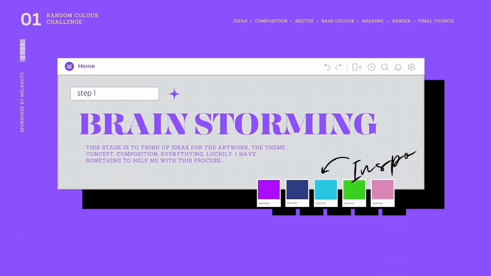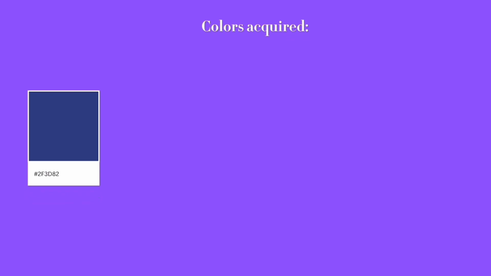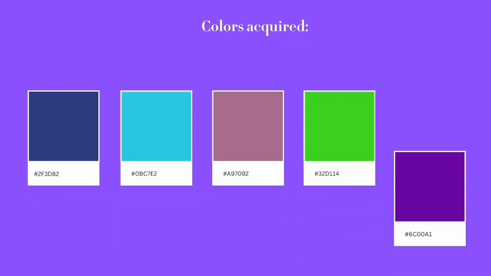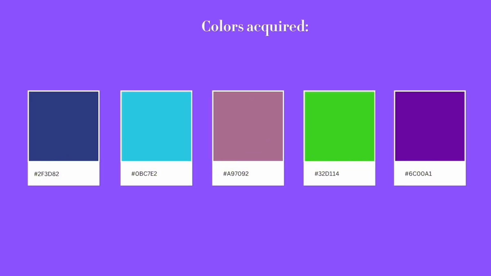Alright, so this is the color we have going on. A desaturated dark blue, cyan, desaturated pink, bright green, and dark purple. What a bunch of crazy balloonies we got here.